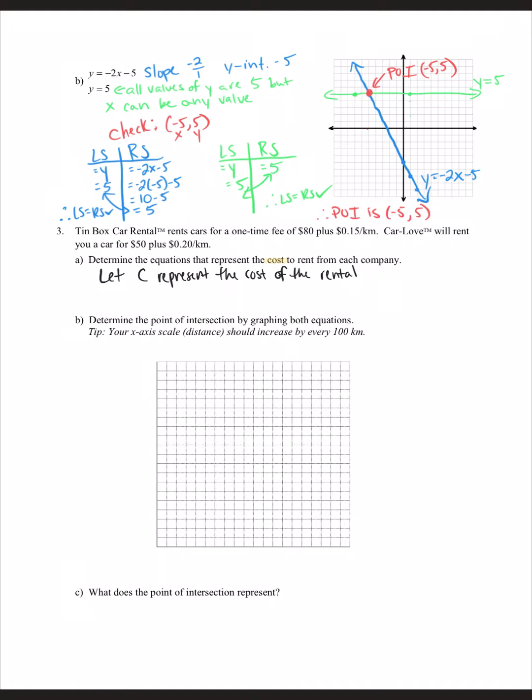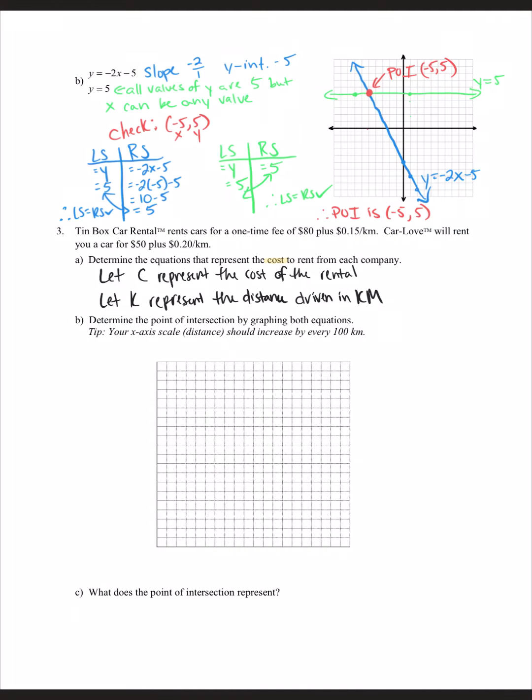And remember that the cost of the rental includes the one-time fee of $80 or $50, depending which company you go with. But then it also includes some charge for how many kilometers you drive. So we don't know how many kilometers this customer is going to drive. So we have to have a variable for that as well. So let's let K represent the distance driven in kilometers. All right, and now we need an equation for each of these.